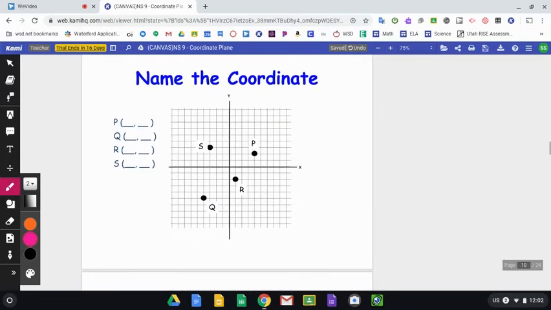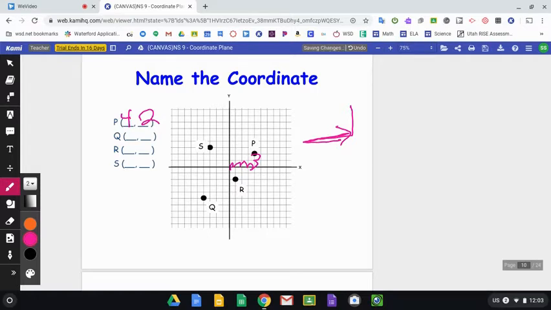All right, now we have the points already graphed for us, and we need to tell what ordered pair should go there. So let's look at point P here. Remember, I go in and then up to get point P. So first I have to tell what number I went to the right. So I went 1, 2, 3, 4. That's my x number, positive 4. And then I go up 1, 2, so positive 2.